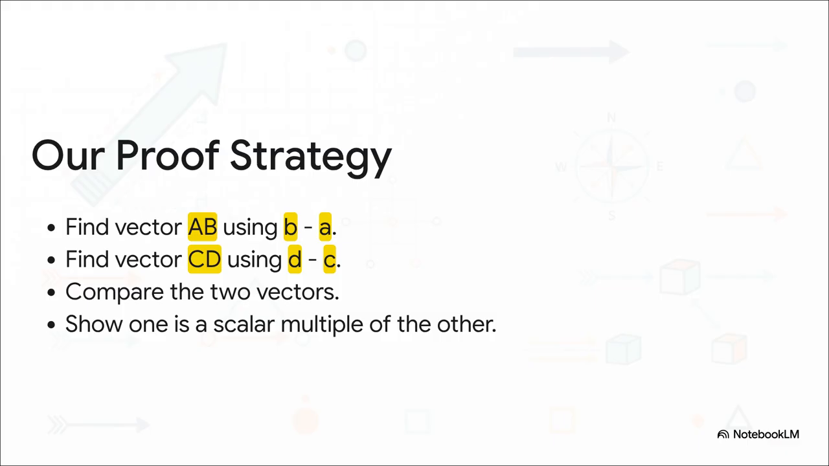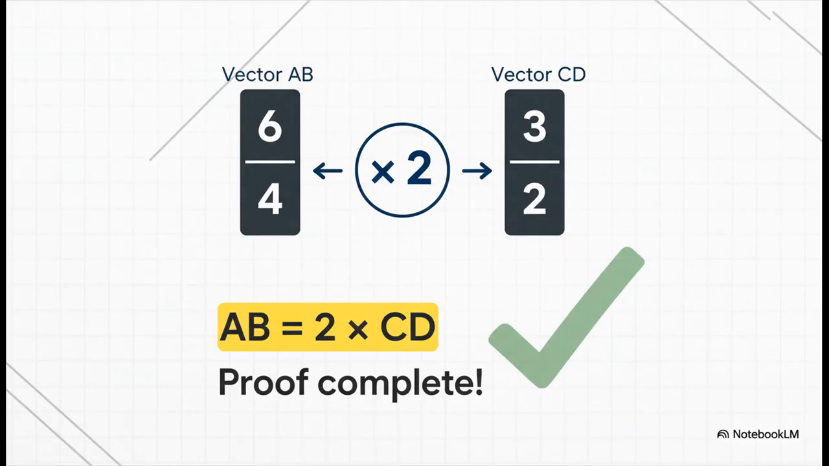So, step 1, we use our destination minus start formula to find the vector for the journey AB. Step 2, we do the exact same thing to find the vector for the journey CD. Once we have those 2 vectors, we can move to the final step, comparing them. And this is it, the aha moment. If you look at your 2 vectors and you can see that vector AB is just a multiple of vector CD, like maybe AB is just 2 times CD, then you've done it. You've proven they are parallel. You've just used our golden rule to build a logical proof. It's an awesome feeling when it all clicks together like that.